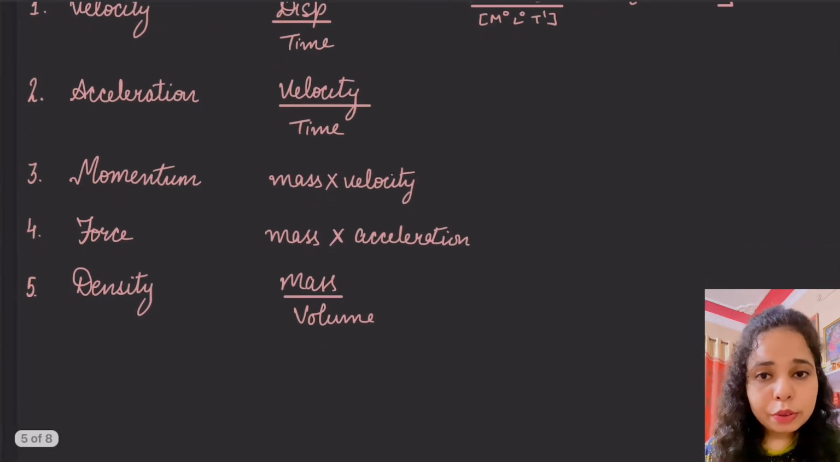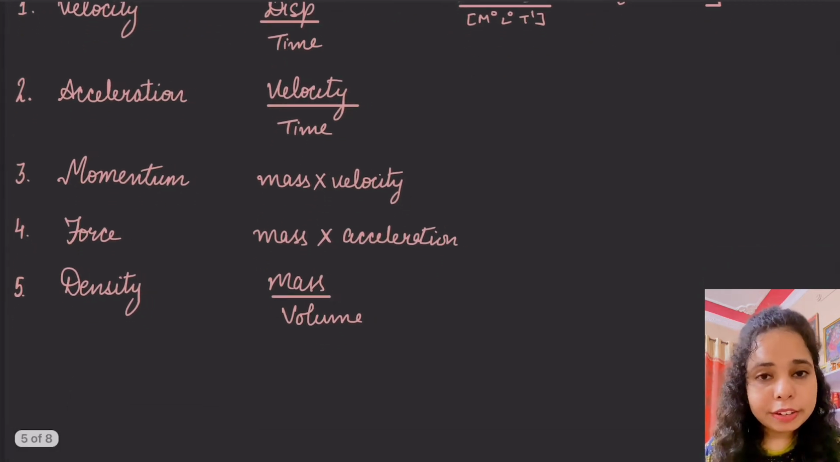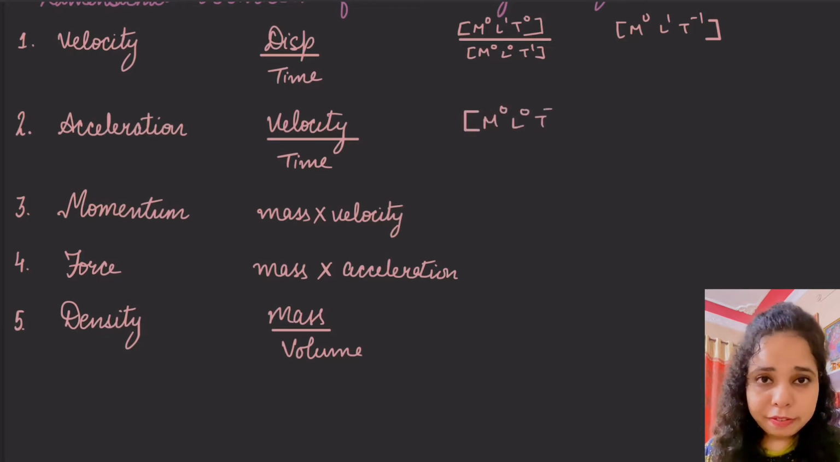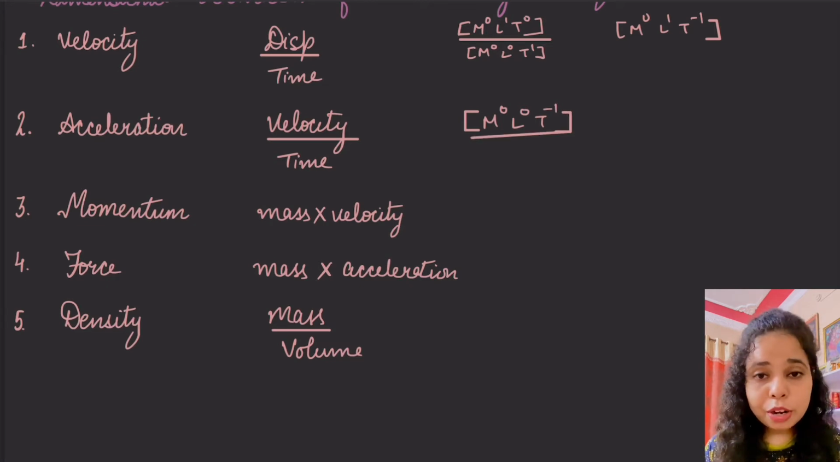Similarly, now we will calculate the dimensional formula for acceleration. We know acceleration is defined as the rate of change of velocity. So acceleration is equal to velocity upon time, and we have already calculated the formula for velocity, that is M0, L1, T minus 1. It is divided by the fundamental physical quantity time. For time we can write the dimensional formula as M0, L0, T1.